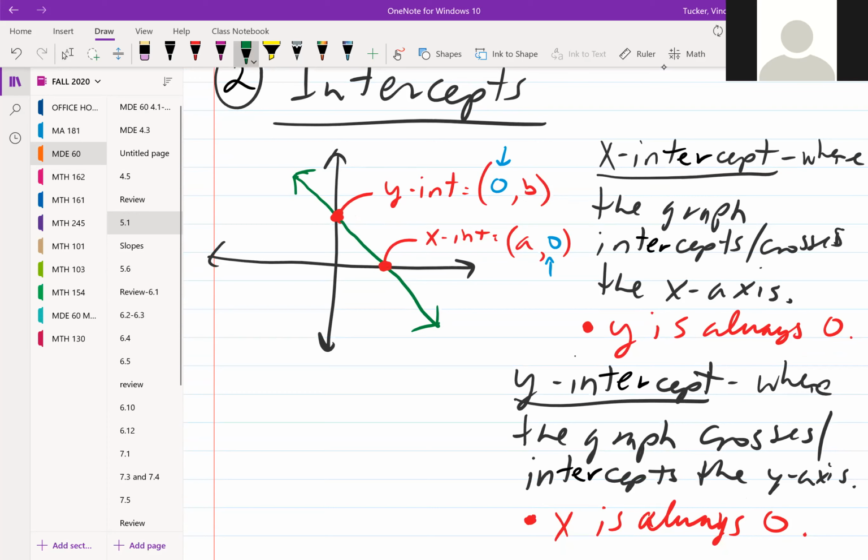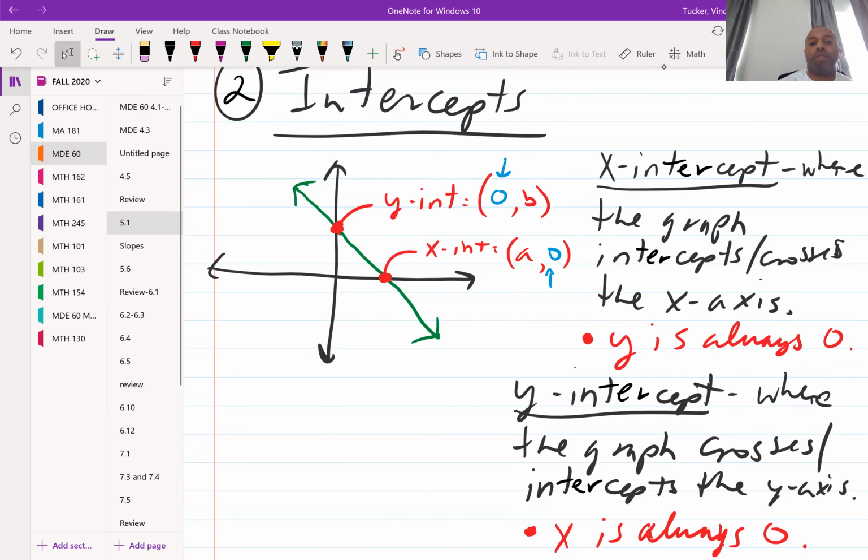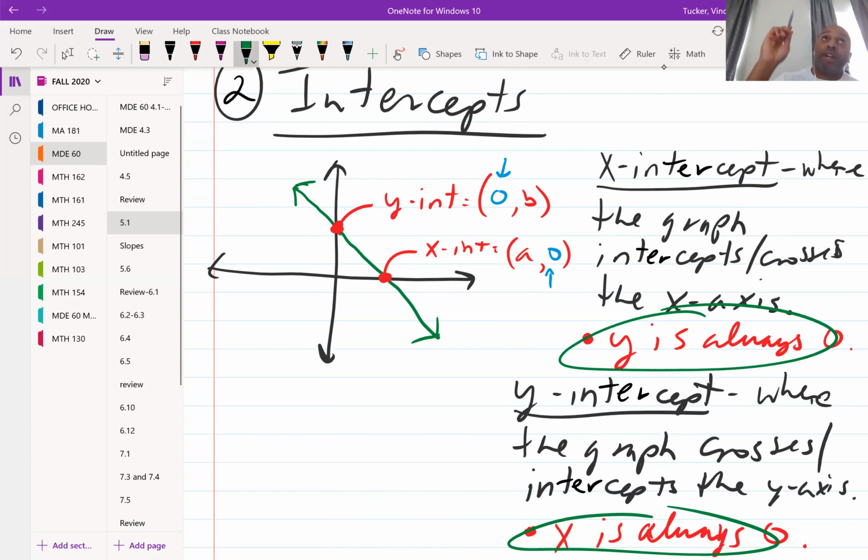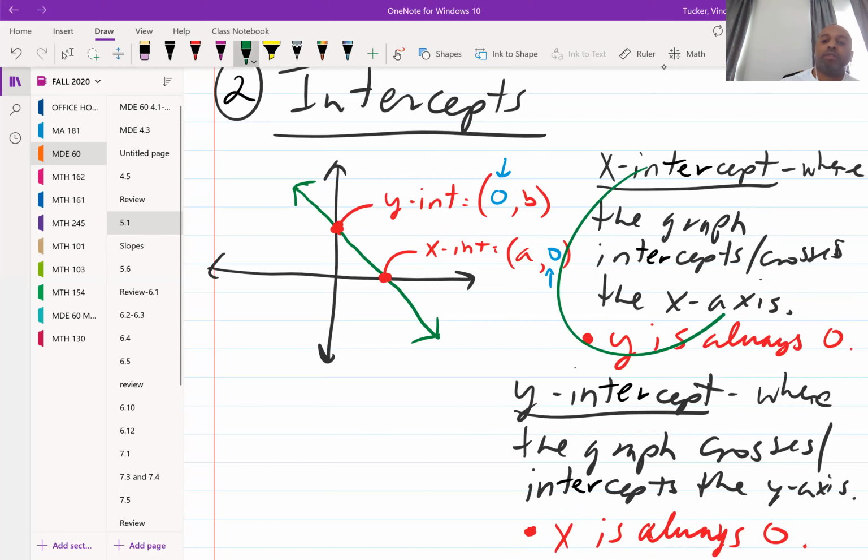Can you say that again? All right, your x-intercept is where the graph crosses or intercepts the x-axis. Y-intercept is where the graph crosses or intercepts the y-axis. I have that right here. It's the same thing. And so for your x-intercept, y is always 0. And then for your y-intercept, I said it backwards earlier: your x is always 0. All that's right here.